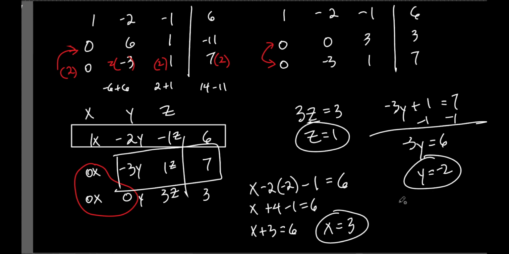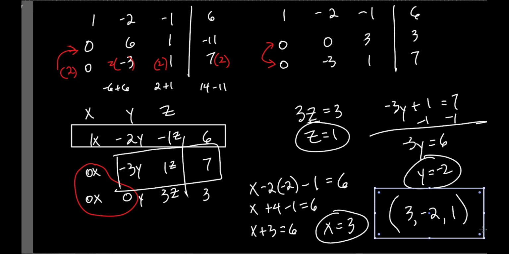But there's your answer. So your answer technically should look like what? In order, triple. So it's 3, and then it's negative 2, and it's positive 1. So that technically right there is your answer in that box. So this is like the third way you saw it, right? Substitution, elimination, and this Gaussian thing.